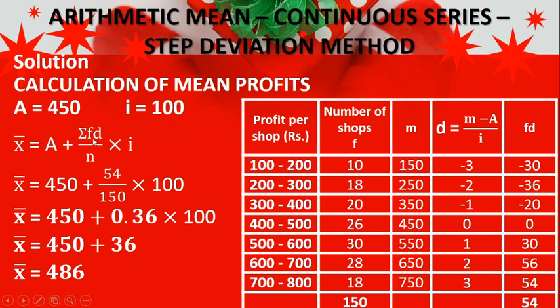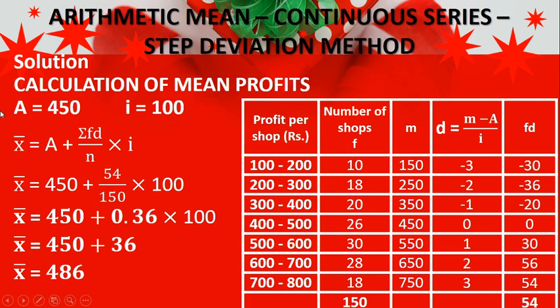We need FD, so F into D. 10 into minus 3, minus 30. 18 into minus 2, minus 36. 20 into minus 1, minus 20. 26 into 0, 0. 30 into 1, 30. 28 into 2, 56. 18 into 3, 54. The total of this column, that is minus 30, minus 36, minus 20, 0, 30, 56 and 54, comes to 54.